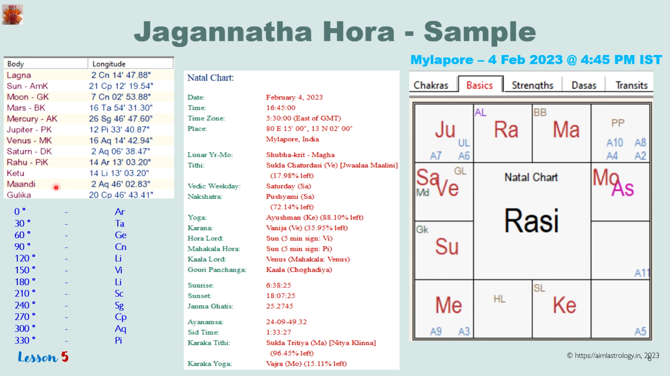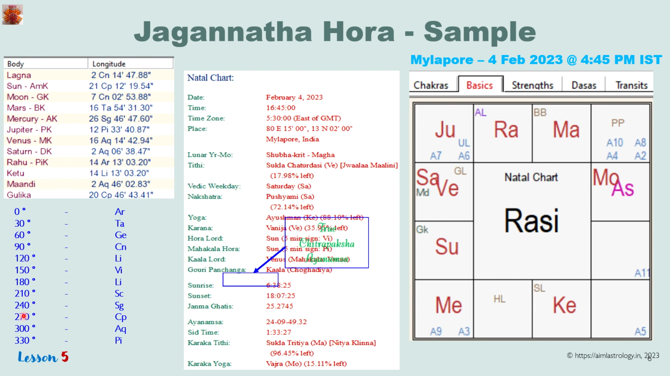Jagannatha Hora doesn't offer you longitude on a 0 to 360 scale, rather it offers you the planetary positions by Rasi. So in this case, if you look at Lagna 2 CN, it means 2 degrees in Cancer, and after that 14 minutes and 47 seconds. So this is how it should be read. When you mark the planetary position for Lagna, you will add 90 degrees for Cancer. So it will become 92, 14 and 47. Similarly, you will apply the degrees to be added. The reference is given here.